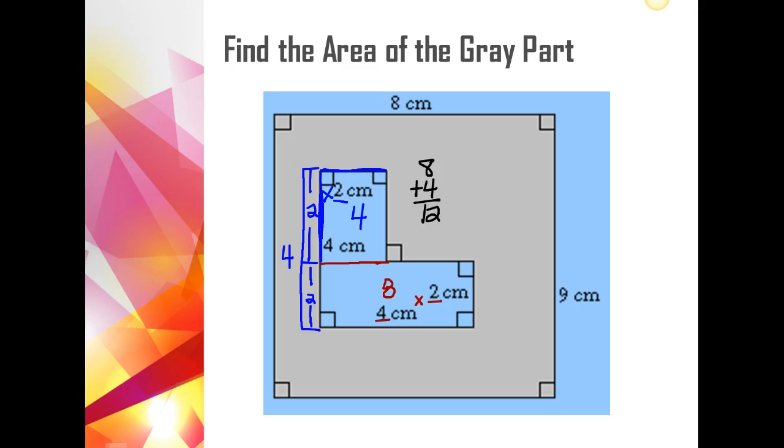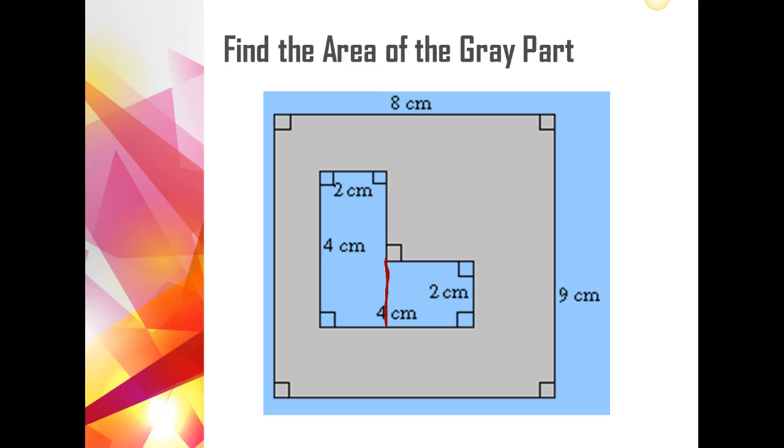To find the area of the gray part, we'll start with the full area of 72 centimeters squared and subtract the 12 for the blue composite figure that's embedded in it, and find that the area of the gray part is actually 60 centimeters squared. A second way to calculate the area of the composite figure in the middle is to divide it into two rectangles by drawing a line here.